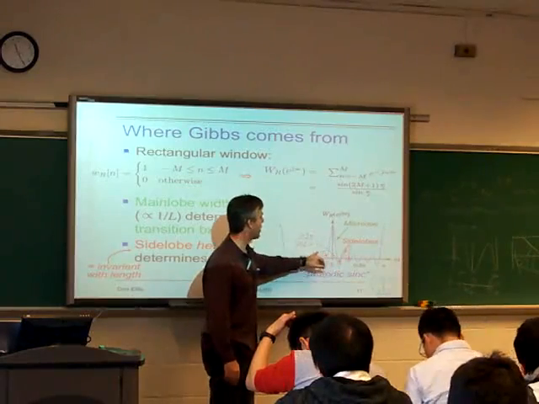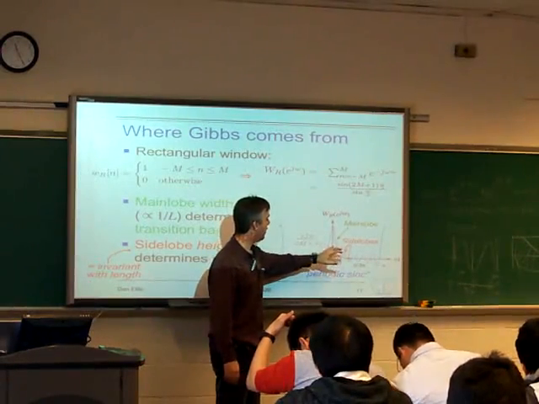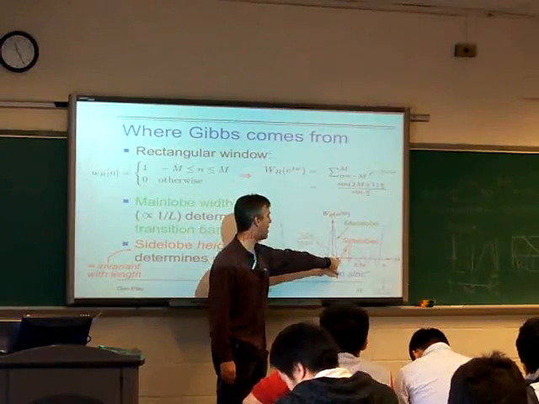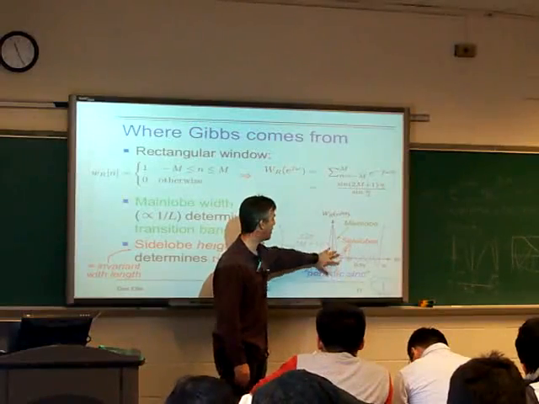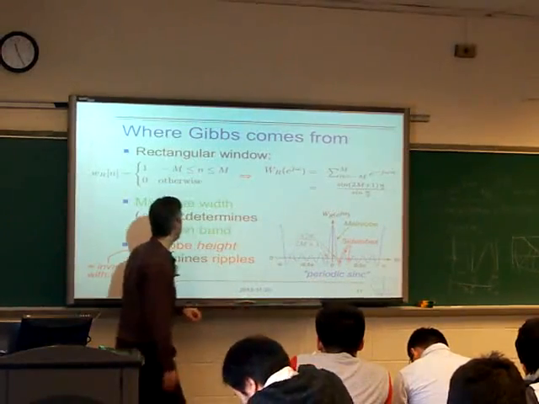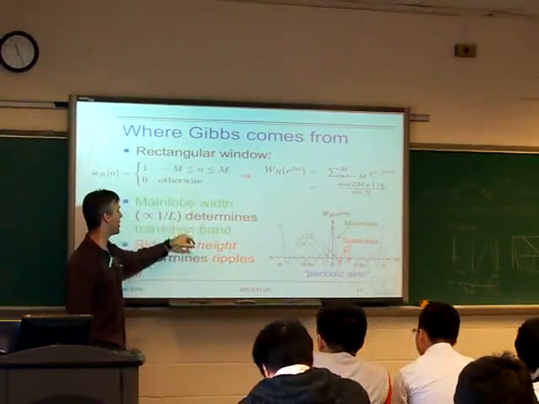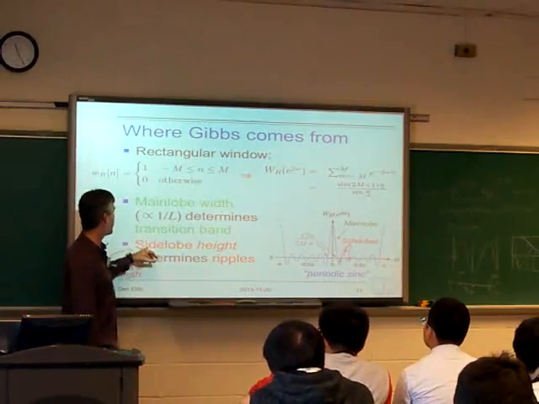We've got this window where we're multiplying in the time domain, which is convolution in the frequency domain. The window has some kind of main lobe width. It has some kind of side lobe height. And those parameters give us the transition band. The main lobe width gives us the transition band, and the side lobe height gives us the ripples.